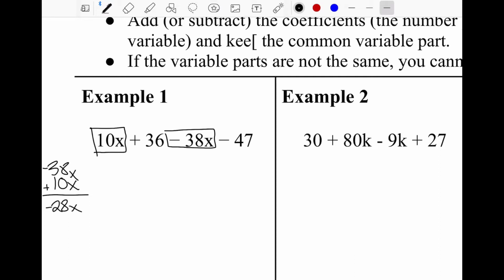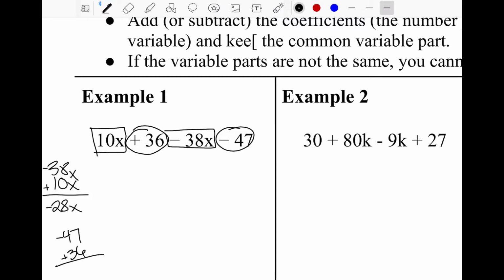Then I go back to my expression to see if I have anything else that I can combine. I've got a positive 36 and a negative 47. The reason those are like terms is because they don't have a variable, so I can combine those together. Putting my larger number at the front, I'm going to put negative 47, go back to the side of my sheet of paper, and then bring down my positive 36.